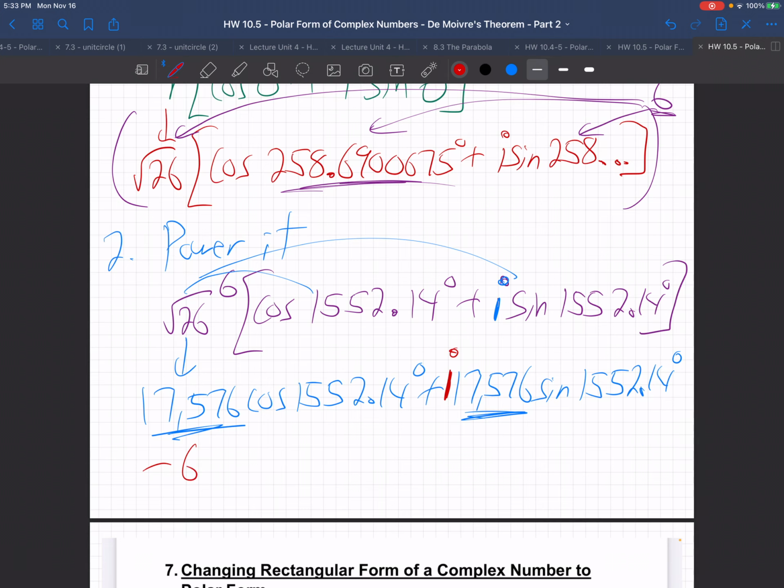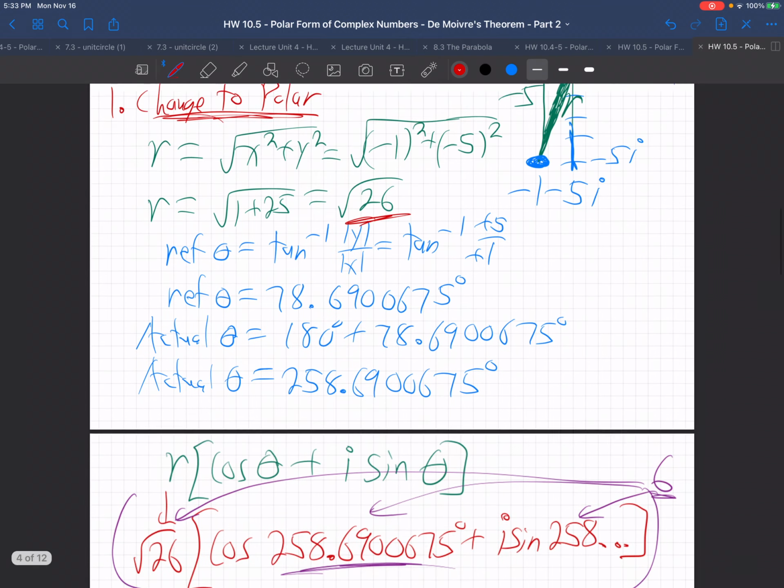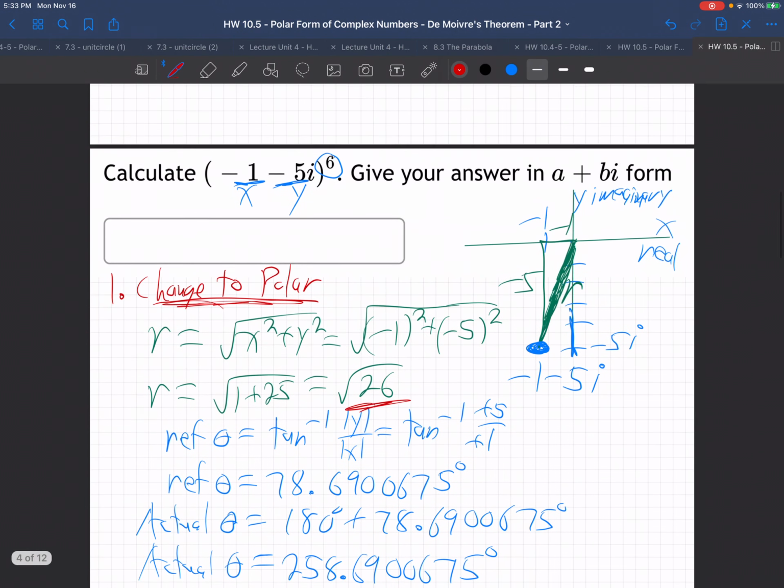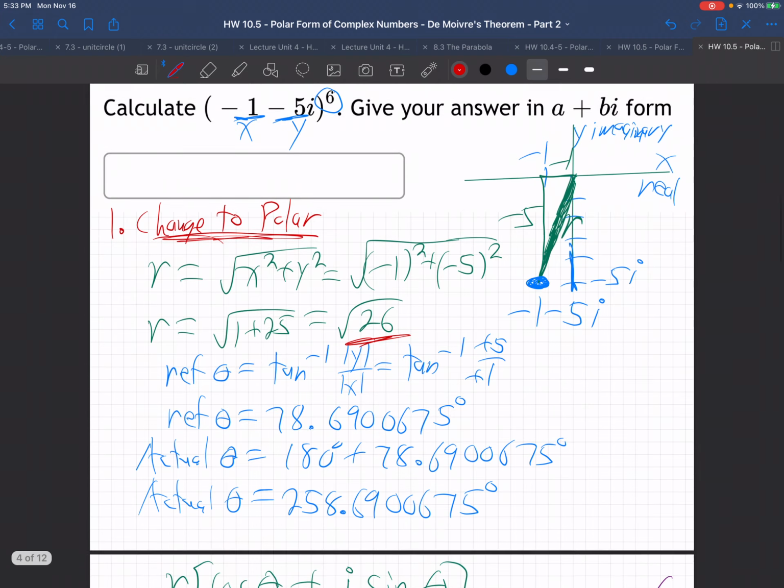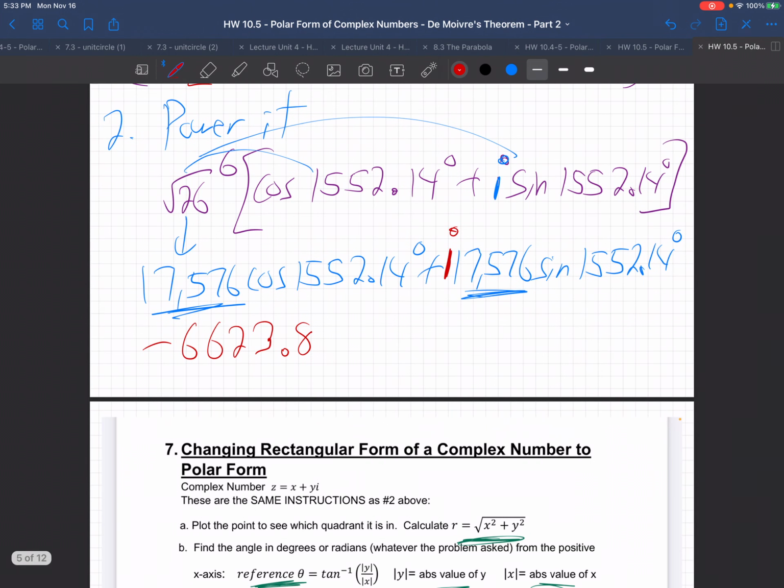I'm getting minus 6623. How many decimal places do they want? I don't think they said on this one. Okay. Minus 6623.88 plus 17,576 times the sine of 1552.14 degrees. I'm getting 16,280.05 i. So there it is.